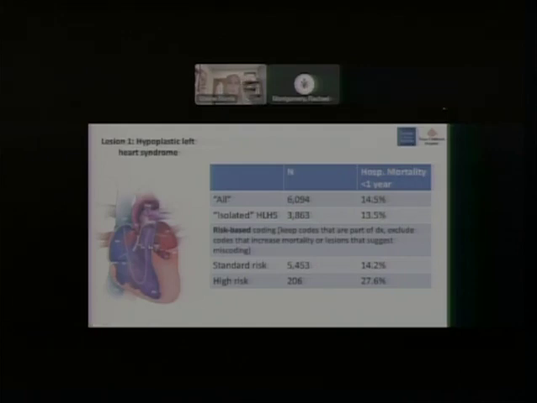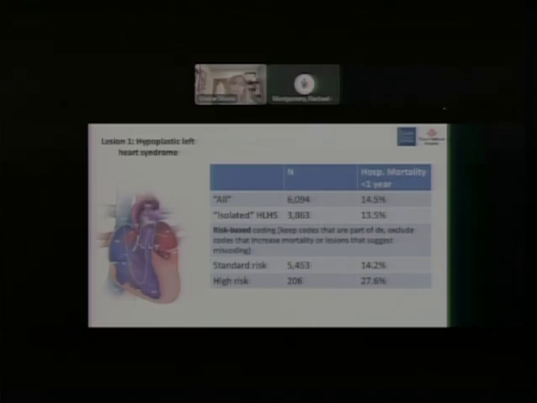We developed a new way of coding called risk-based coding. And what this does is it keeps codes or ignores codes that are part of the diagnosis. So for example, in this case, we would ignore mitral stenosis. We would ignore aortic stenosis. We would ignore coarctation, we would ignore PDA, we ignore ASD, because those are all part of HLHS. But we would exclude codes that increase mortality or lesions that suggest miscoding.